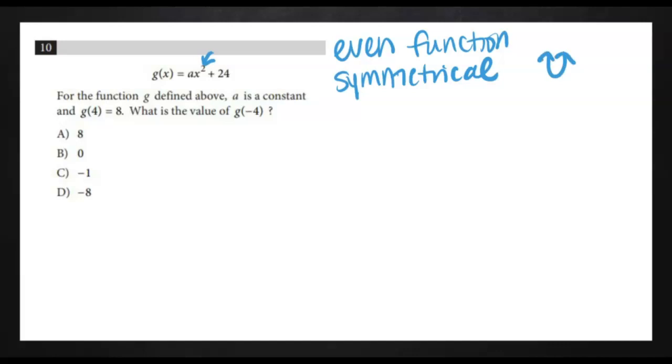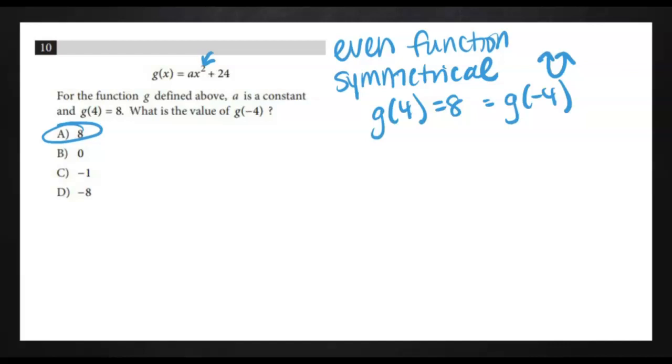So that means that if g of 4 is equal to 8, then if I'm symmetrical, I've got that also equaling g of negative 4. So I'm also going to equal 8 as well. If you couldn't remember that your even functions were symmetrical, and you just didn't think about parabolas, there is another way to do this question.